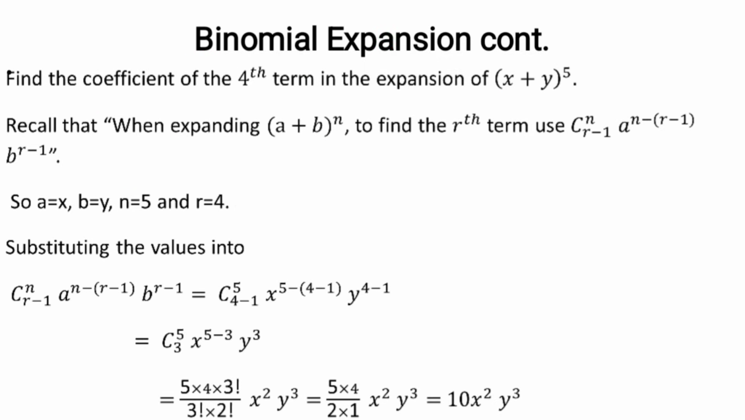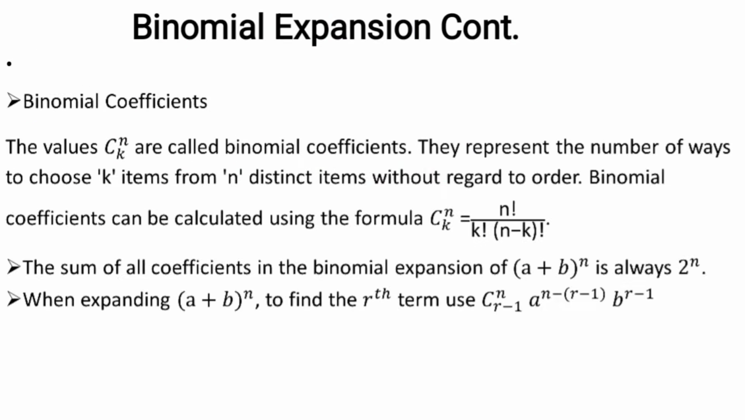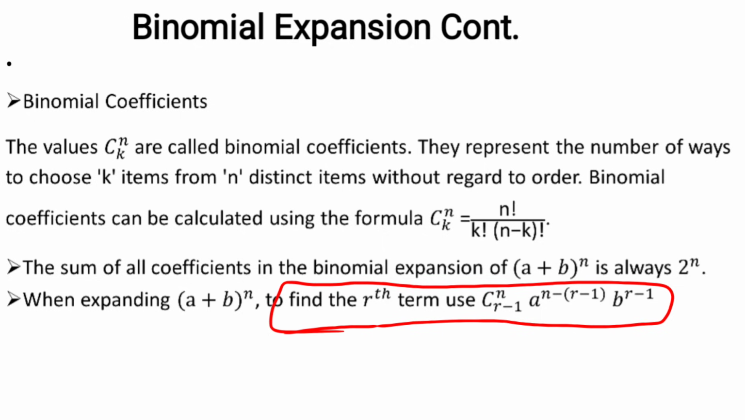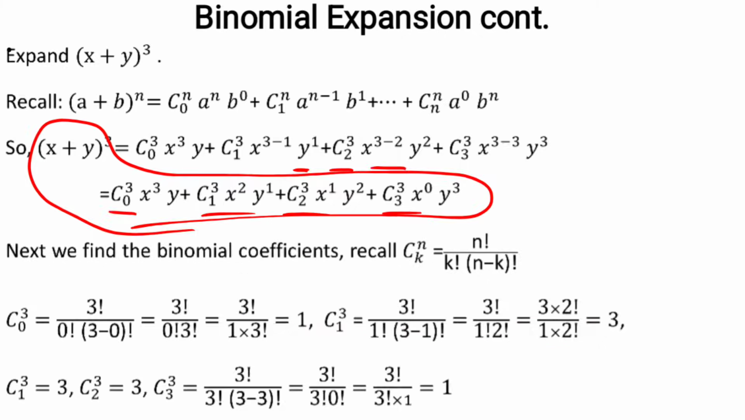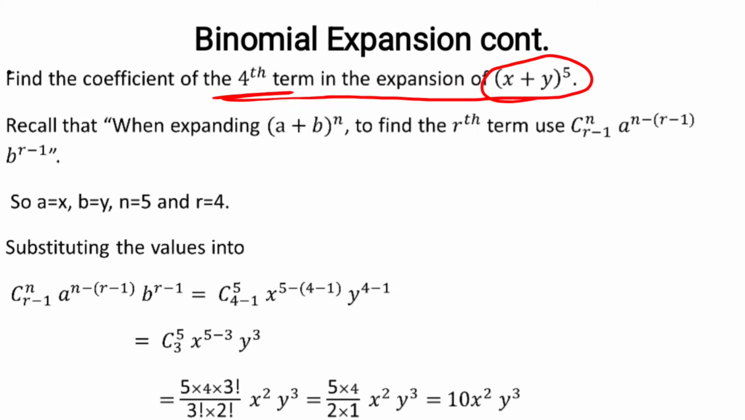Okay, so the next example says we should find the fourth term in the expansion of this particular binomial expansion. We are looking for the fourth term. And I had said in the previous slide that if you're looking for the r-th term, in our case the fourth term, then you should use this formula. When you're told to find the r-th term, use this formula here. So now our r is 4. We're told to find the fourth term. So let's see how to go about that.